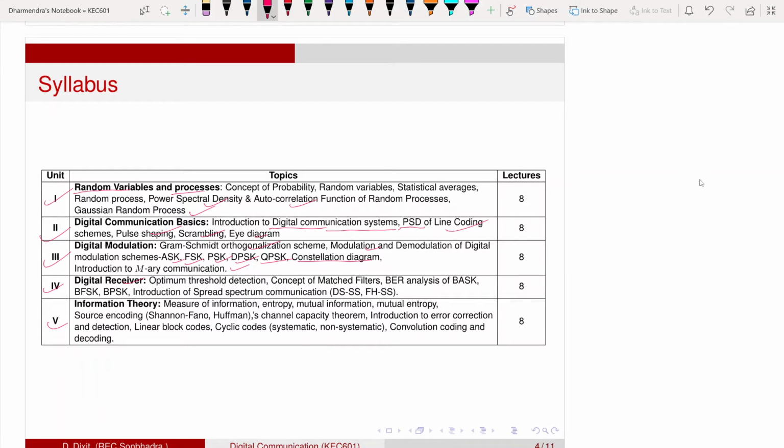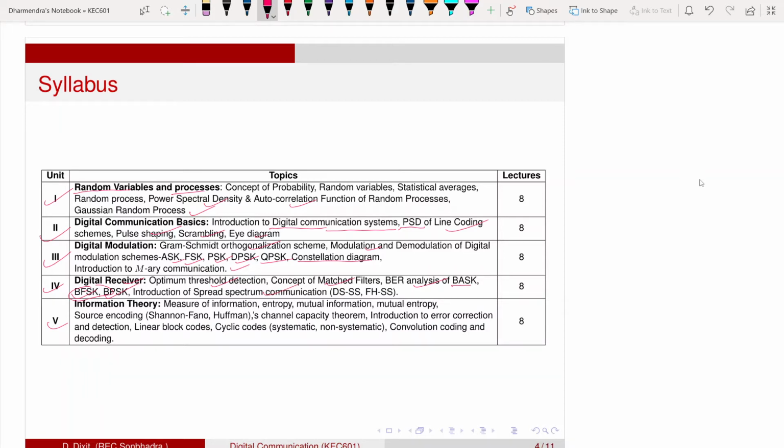In the fourth unit, we will discuss the digital receiver. In the digital receiver, we'll discuss optimum threshold detection for a particular modulation scheme, the concept of matched filter, BER analysis of binary amplitude shift keying, binary phase shift keying, and binary frequency shift keying, and also an introduction to spread spectrum communications.